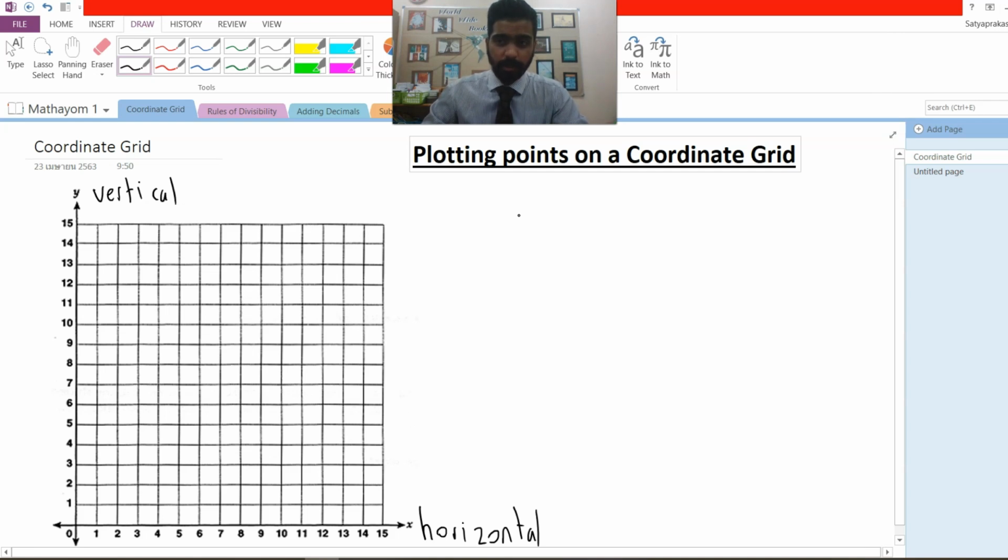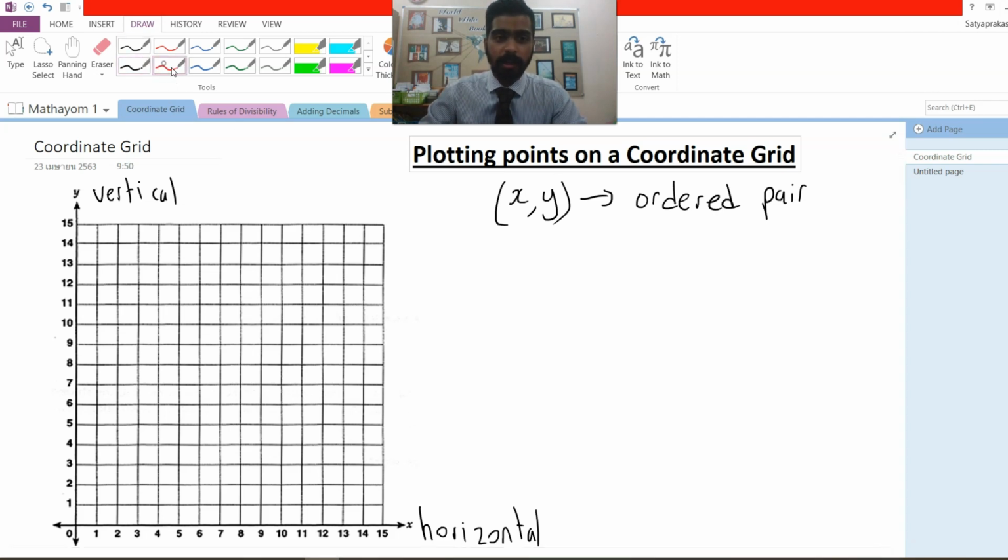So whenever we write a point from the coordinate grid, we would always start from the x-axis and then the y-axis. Now this pair, what you see here, is what we call an ordered pair. Ordered pair. Now let me give you some examples.